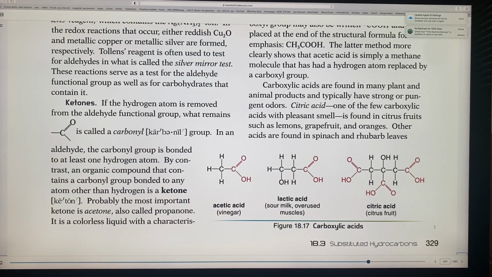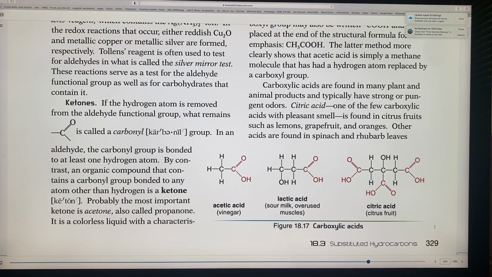So what about these carboxylic acids? They're found in many plant and animal products, and they usually have strong pungent odors, except for citric acid, which has a pleasant smell. The rest of them are kind of pungent. Citric acid is found in lemons, grapefruit and oranges, and the others are found in things like spinach and rhubarb leaves. So we have a lot of different carboxylic acids.